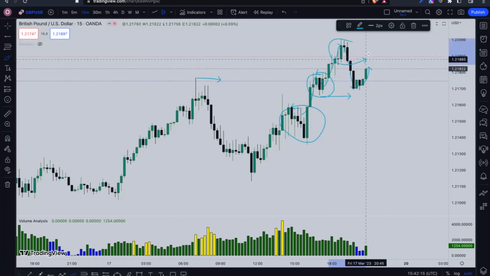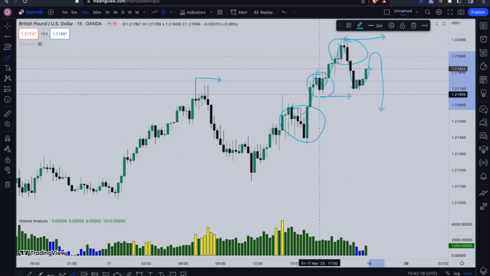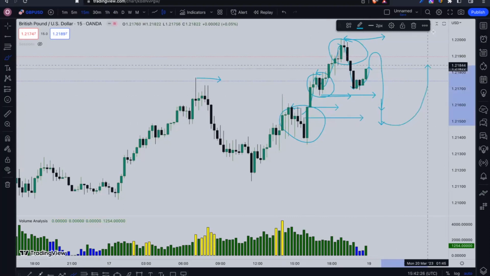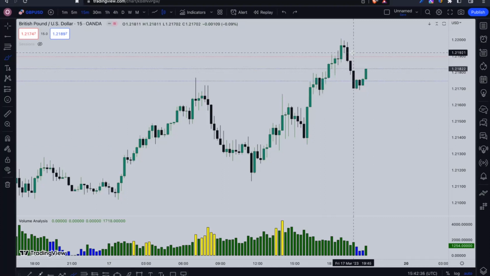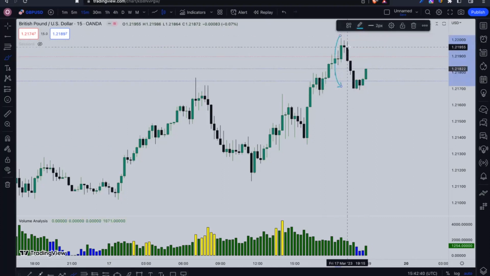If price is to reach this area, test it and respect it, price will take a run at this low, deliver lower into this area, filling out this imbalance probably before we resume. So I'll be watching what price does in this area here, the first few hours of the market open. We'll see what happens.